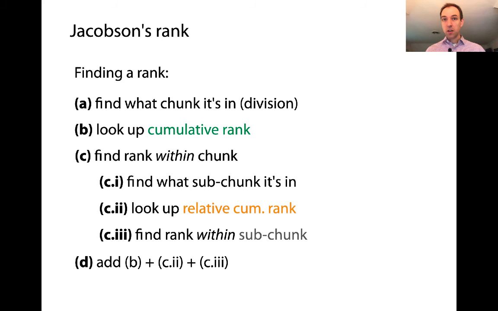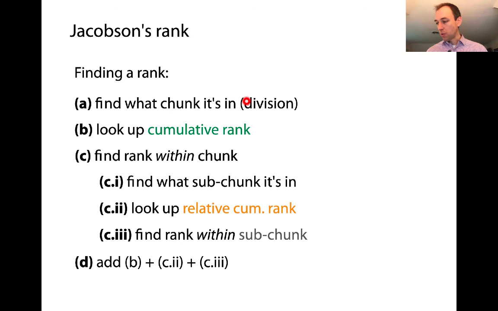Now let's put it all together. So we've got these three different partial answers: the cumulative rank up to the chunk, the relative cumulative rank up to the subchunk, and then the lookup table that allows us to find the rank within the subchunk. How do we put them all together? Well, we go through an algorithm where first we take the parameter to the rank query, i, the offset up to which we'd like to calculate the rank.